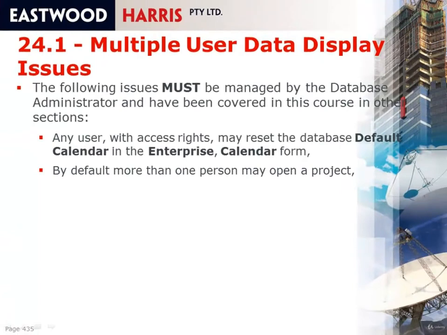The next issue is that by default more than one person may open a project, and therefore under normal circumstances multiple people could open a project, and anybody would be able to change it. I believe that project schedules are very personal things, and only one person should be able to edit a project, and any number of people should be able to have read-only access to it, but they should not be able to change the program. I found in the past when other people have edited my program, I then spend hours trying to work out why it's different and what changes have been made. So it's important that the security options are set up and access to projects set up so that only one person can access a project and make changes to it.